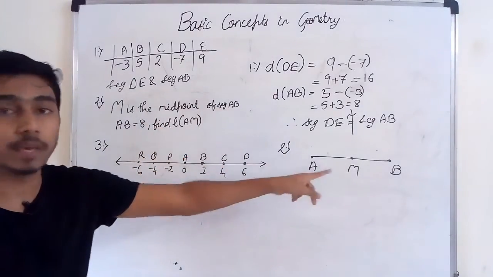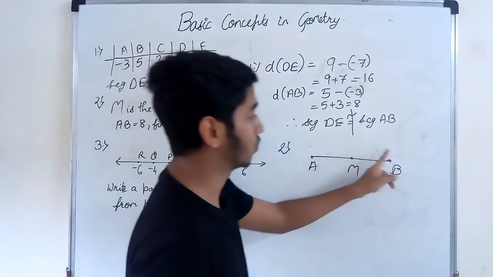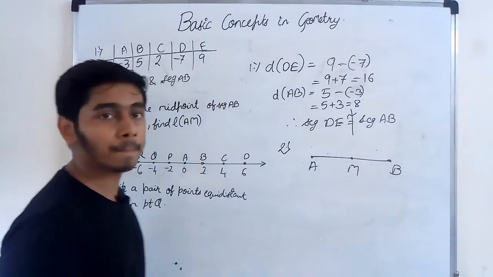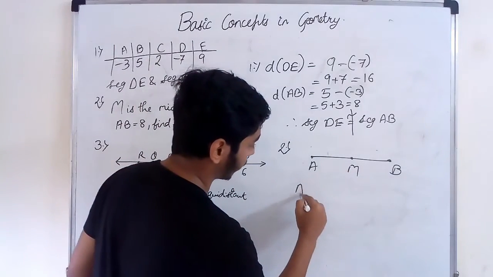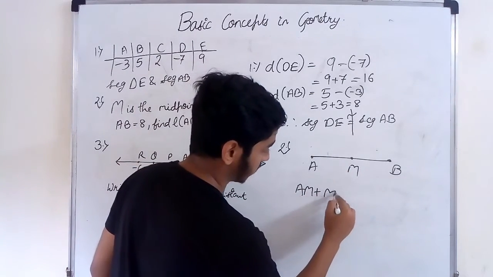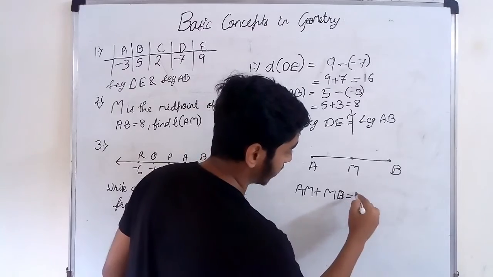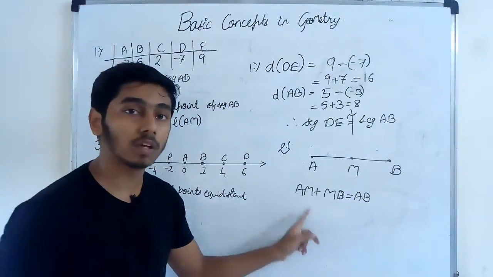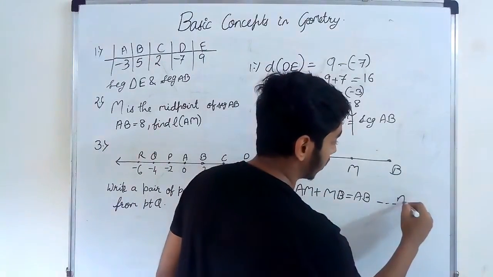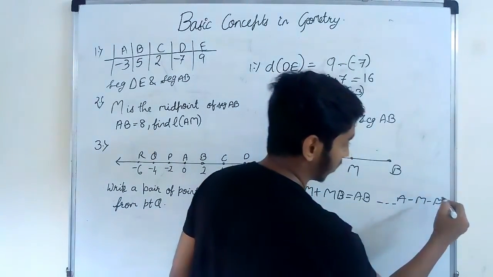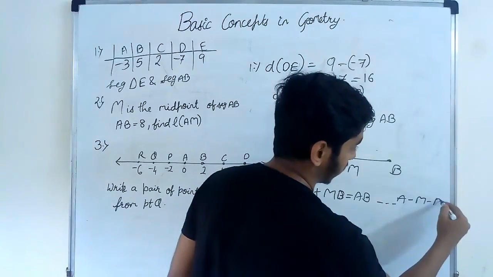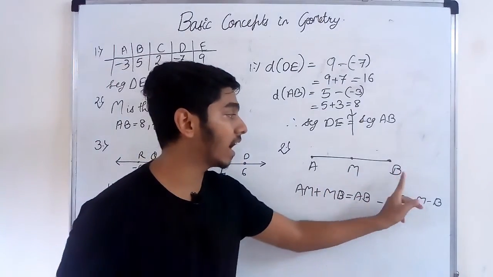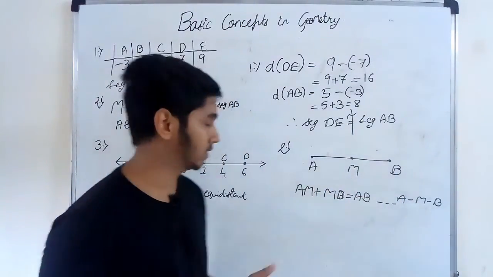So M is the midpoint of AB and AB is 8. So this whole distance is 8, given to us. We have to find AM. Now you know AM plus MB is equal to AB. Why is this so? Again, by betweenness, AMB, because M is in between A and B, that is betweenness.